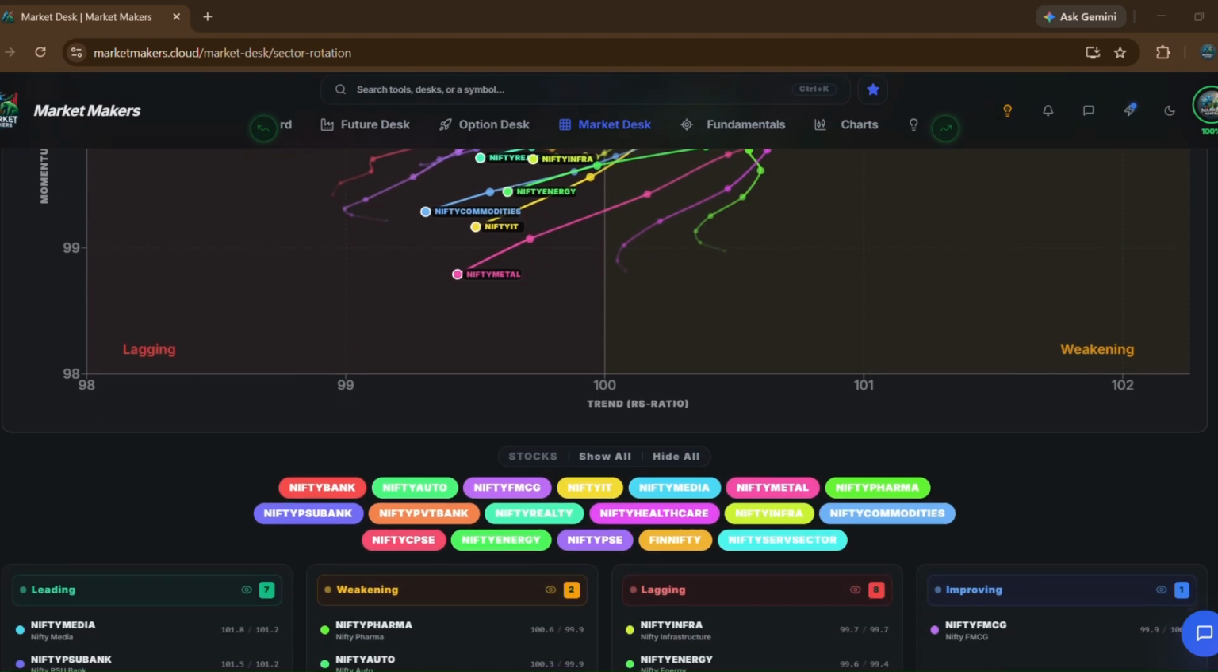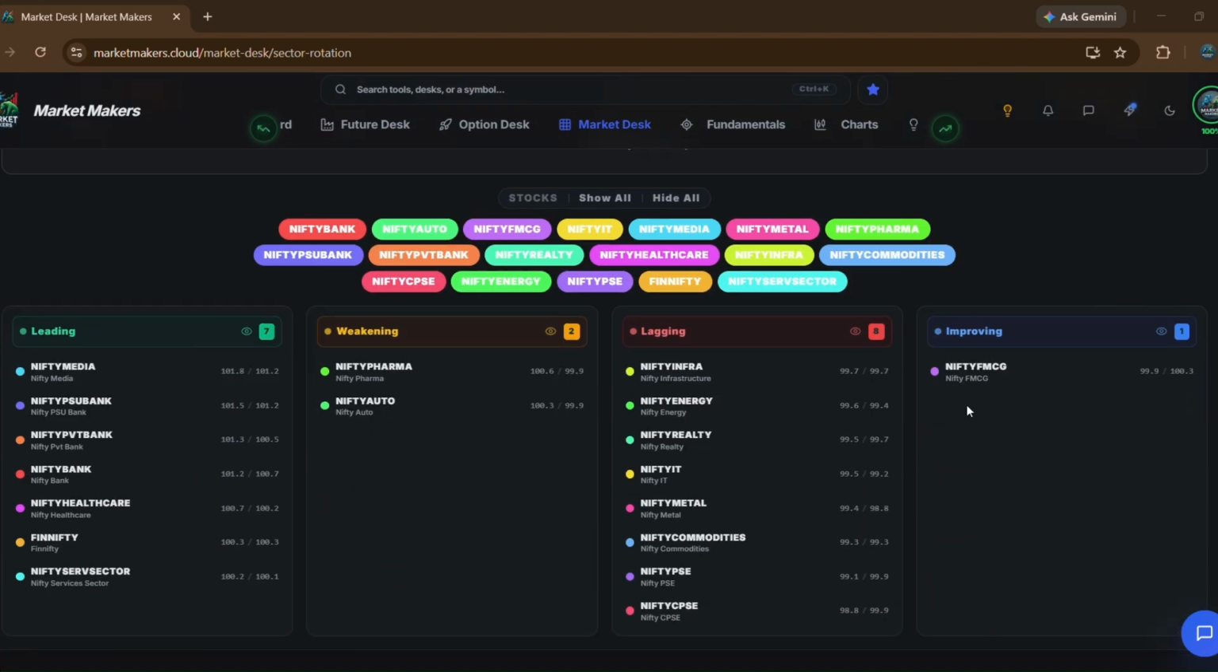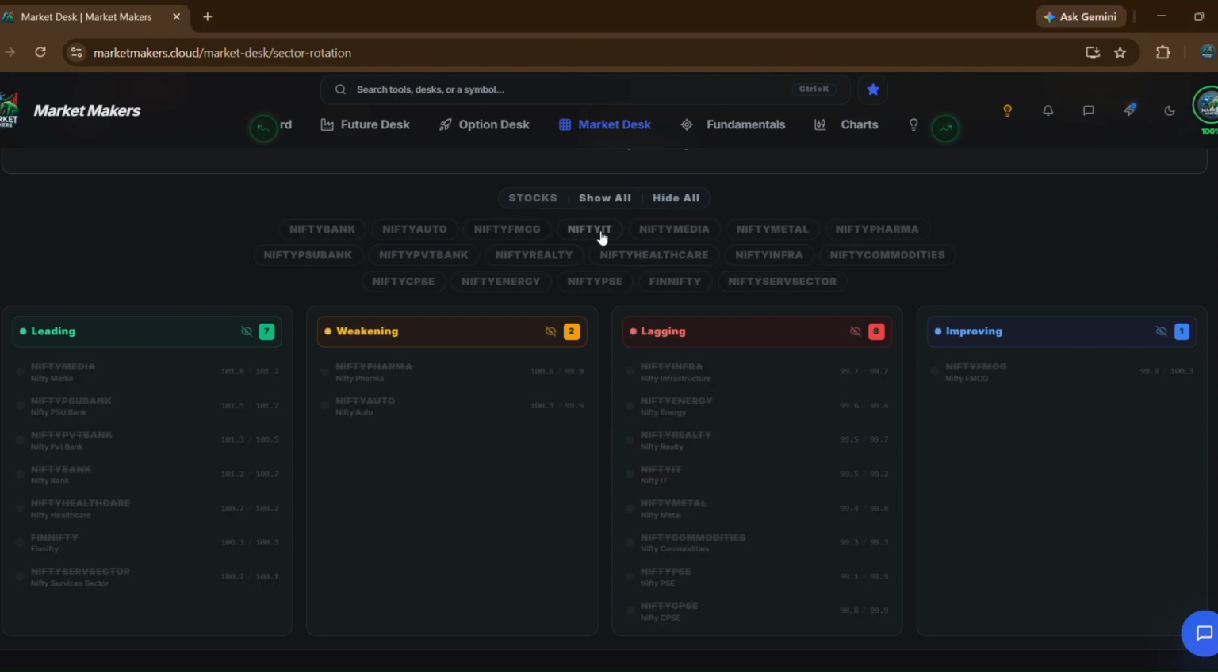You can scroll down to find this table that gives you a quick summary of all the sectors. You can also use these options to customize which sectors you want to observe.